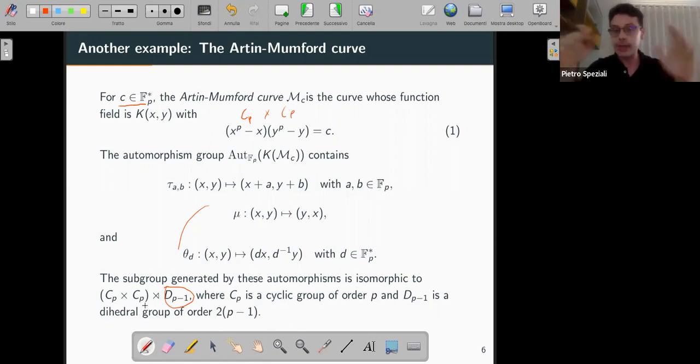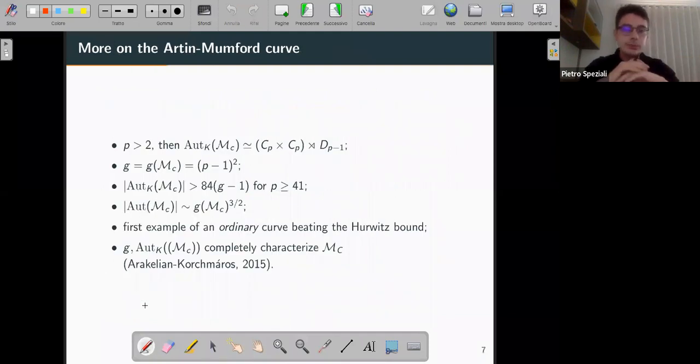Do we have extra automorphisms? And this is in general a very complicated question. Later I will show you how sometimes it's really hard to say this. But when p is bigger than 2, then this is all the automorphisms we got. So actually, this is the full automorphism group. The genus, this is standard Artin-Schreier theory, is (p - 1)^2. So you see that we have p^2 times 2(p - 1) as the size of the automorphism group. So actually, we have roughly genus to the 3/2 automorphisms.